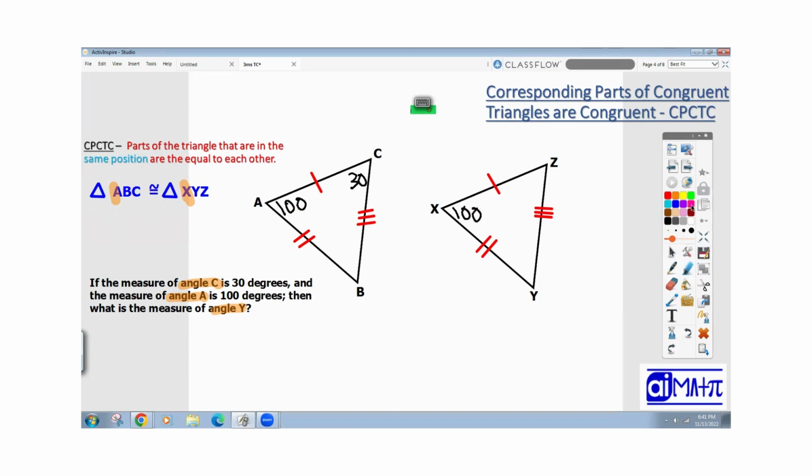Go back here and I say angle C is in the third position and angle Z is in the third position. If C is listed as 30, then Z should be listed as 30. And I know that every triangle adds up to 180 degrees. So if I have 100 plus 30, that means B must be 50 degrees. And I know here that B is in the second position and it matches with angle Y. I've been asked about angle Y. If B is 50, then Y must be 50 as well. So what is the measure of angle Y? It would be 50 degrees.